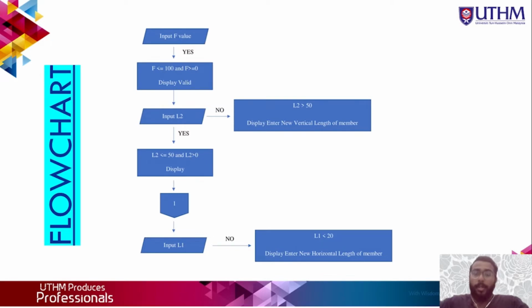The L2 will be shown as yes if L2, which is the total length of member AC, is less than 50 and more than 0. If the input value is not accepted, it is shown as no. If the L2 value, the total length of member AC, is bigger than 50, the display will show to enter a new vertical length of member.